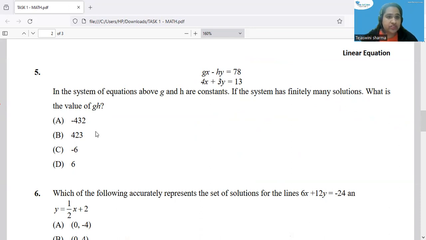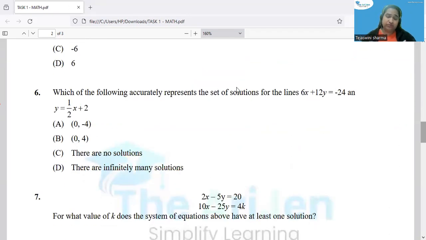For the sixth one, the question is given to you as: which of the following accurately represents the set of solutions for the lines 6x plus 12y is equal to minus 24 and y is equal to 1 by 2 x plus 2.